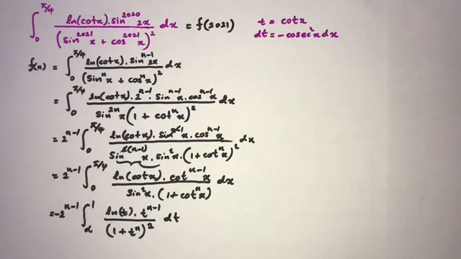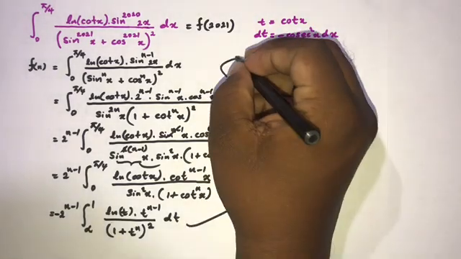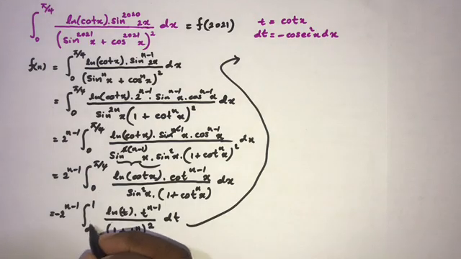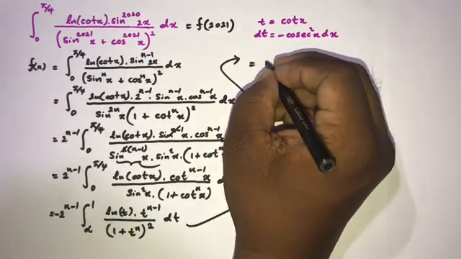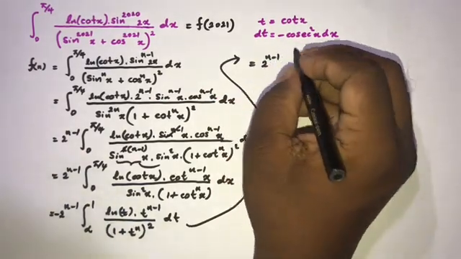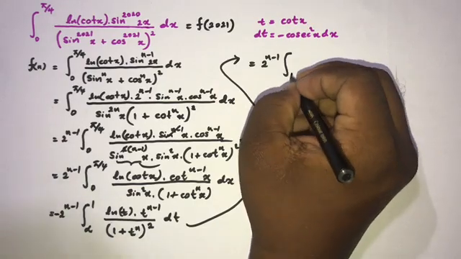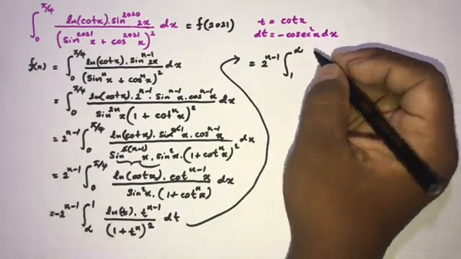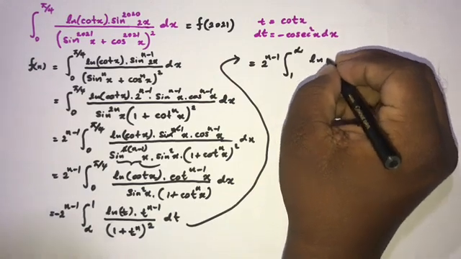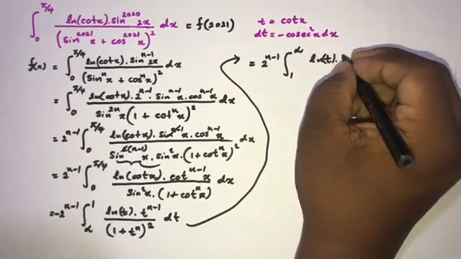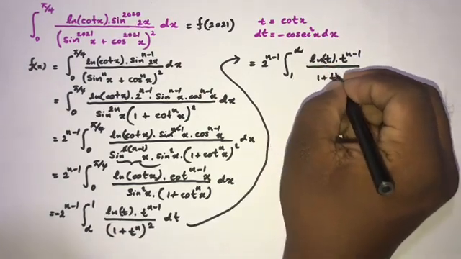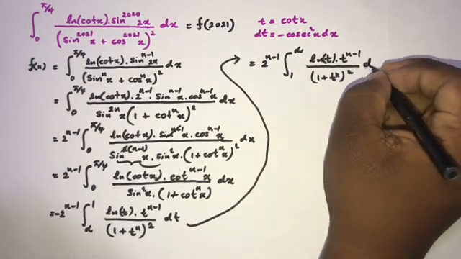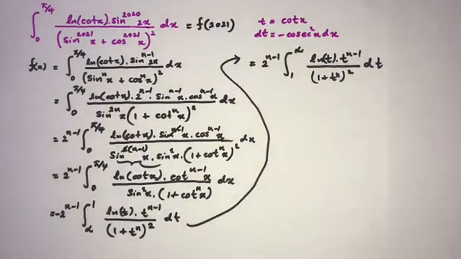Okay, then we can change the lower limit and upper limit. When we change the limit, this minus gets cancelled, so we can write this is equal to 2 raised to the n minus 1 power integral from 1 to infinity of natural log of t times t to the n minus 1 over 1 plus t to the n, here square, dt.